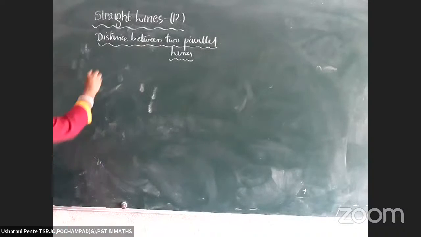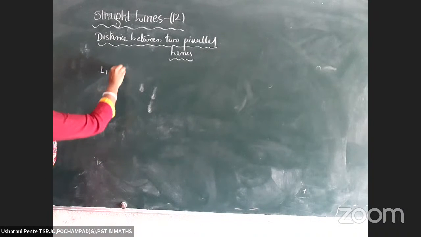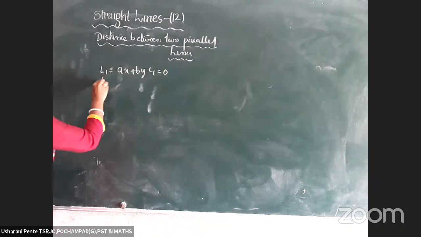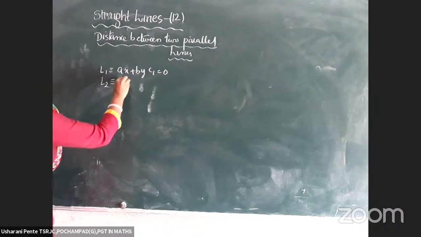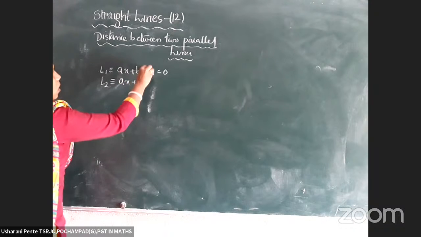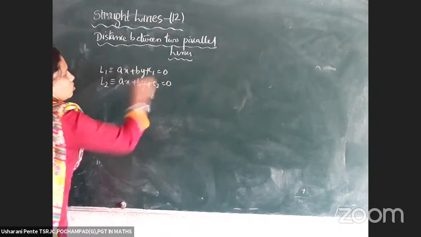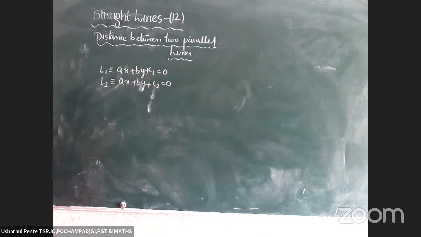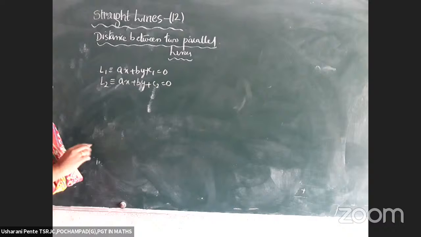So they have given the line L1 as Ax + By + C1 = 0 and line L2 as Ax + By + C2 = 0. We know that parallel lines differ only by the constants.